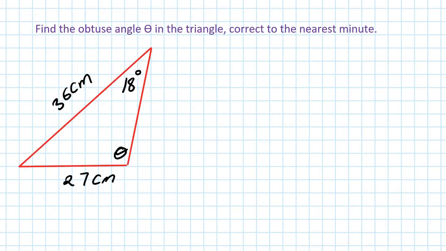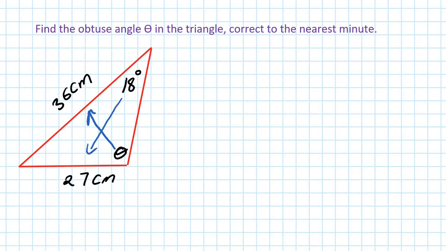Now, last question. This question is asking for the angle theta, but in this case theta is obtuse. Just do what you normally do. I'm just following the exact same step as the previous one. You have 18 degrees and angle theta, so this is two angles, so we use the sine rule. We identify that opposite of angle theta is 36 centimeters, and opposite angle 18 is 27. Nice and easy, right?